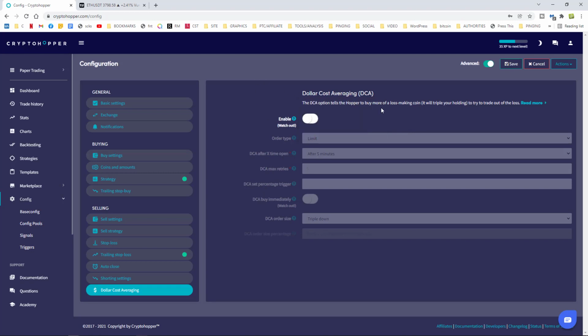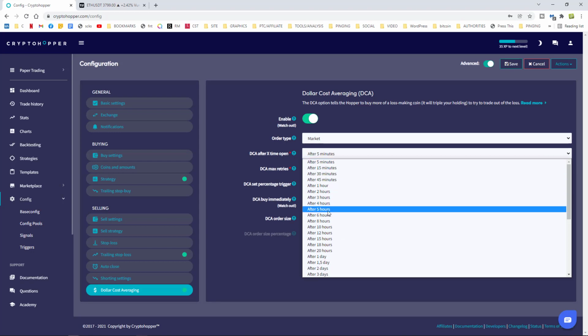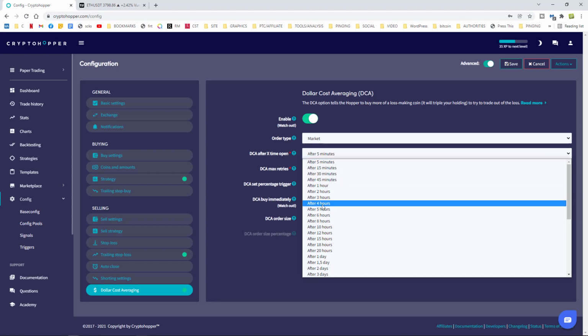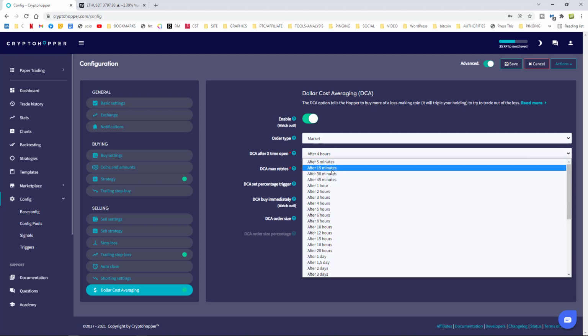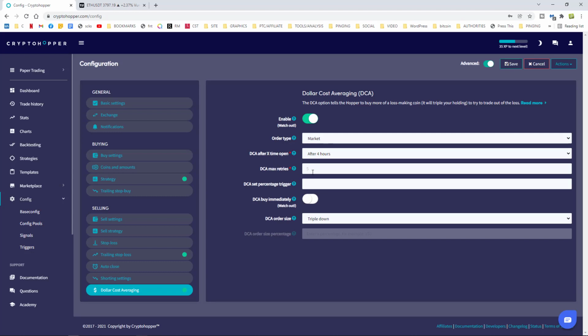Okay, so let's say we have $100 worth of Bitcoin, $100 worth of 4 other coins, and that is our $500 spent out of our $1,000. Now, what you would want this to do, set this to market. This is the delay. Let's say 4 hours. You could set it to an hour, you could set it to 1 day, whatever. Let's say 4 hours. DCA max retries.